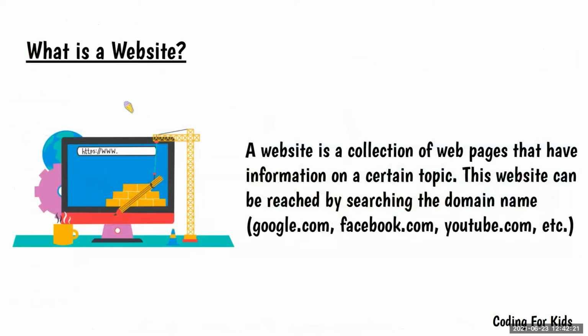But now let's go to what a website is. A website is a collection of web pages that have information on a certain topic. For example, you can think about YouTube as a website. It has a big collection of web pages, and all of those have information on all sorts of topics. This website can be reached by searching the domain name. For example, if we wanted to go to YouTube, we would search up youtube.com. Or if we wanted to go to Facebook, we would search up facebook.com. Or if we wanted to go to Google, we would search up google.com. So there are thousands of domain names because each website has its own domain name.